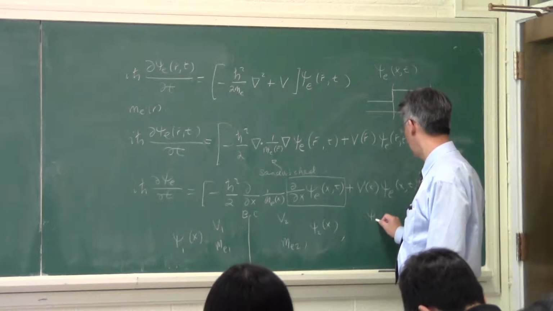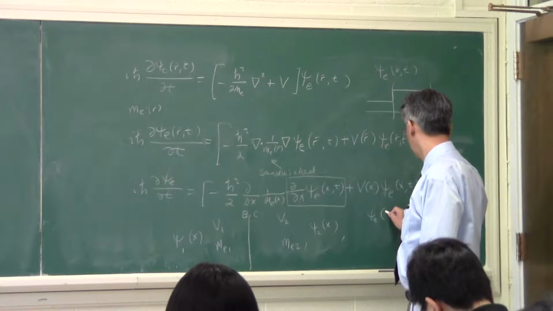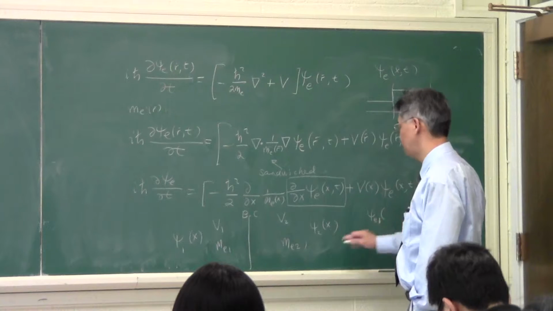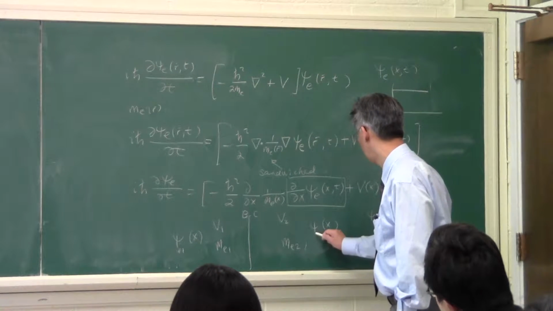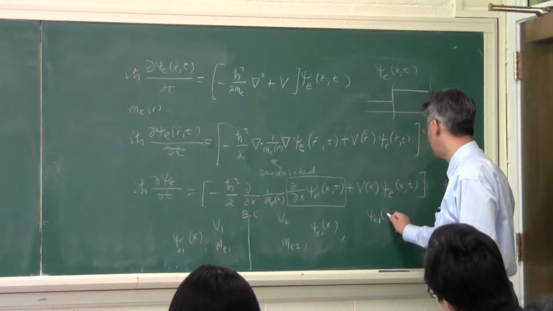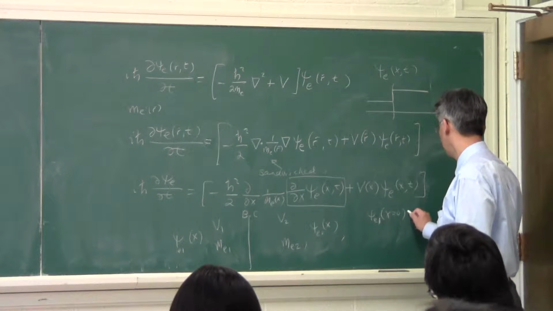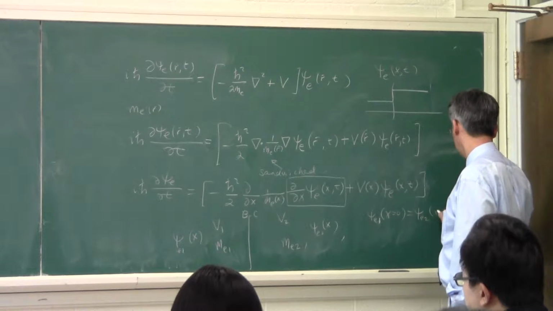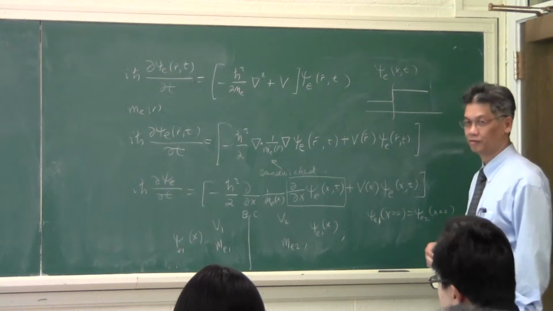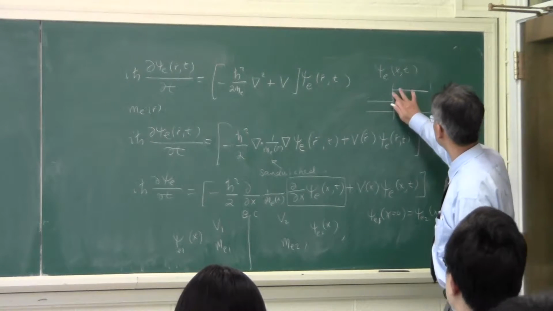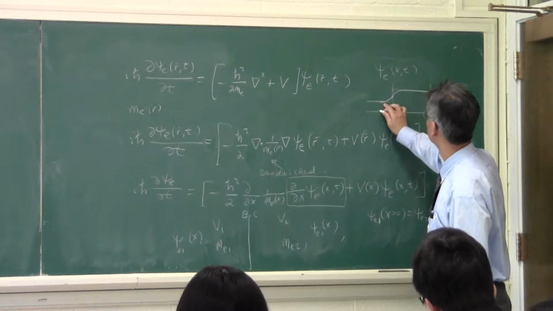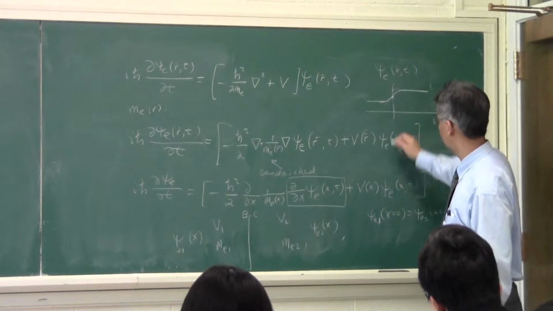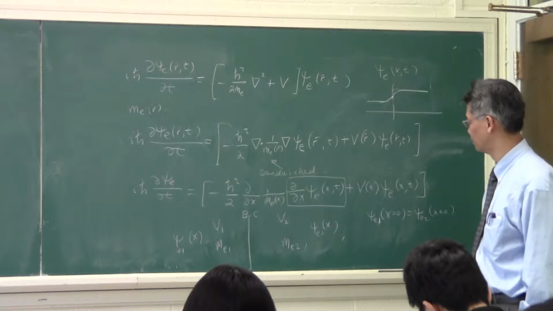So psi e on the left side, we call this psi e1, psi e2, on the left side must be equal to psi e2 on the right side. This cannot happen, so it must be something like this at where the junction is. So this is one of the boundary conditions.